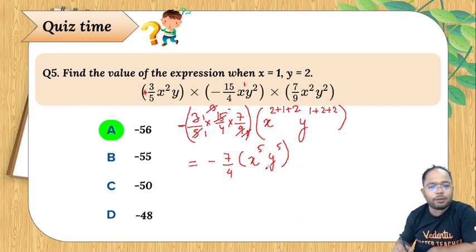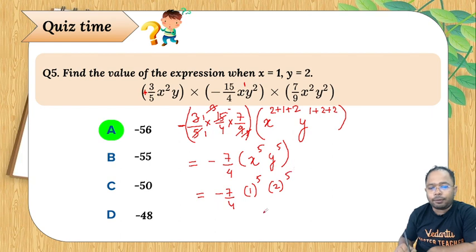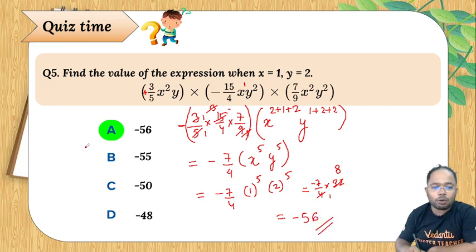Again, we have to put the values of x equal to 1 and y equal to 2. So let's put the values. Minus 7 by 4, x is 1 to the power 5 and y as 2 to the power 5. So it gives you minus 7 by 4 into 1 to the power 5 is 1, 2 to the power 5 is 32. So 4 eights are 32. So it gives you minus 7 into 8, 8 sevens are 56 and a negative. And that's the correct answer: minus 56.